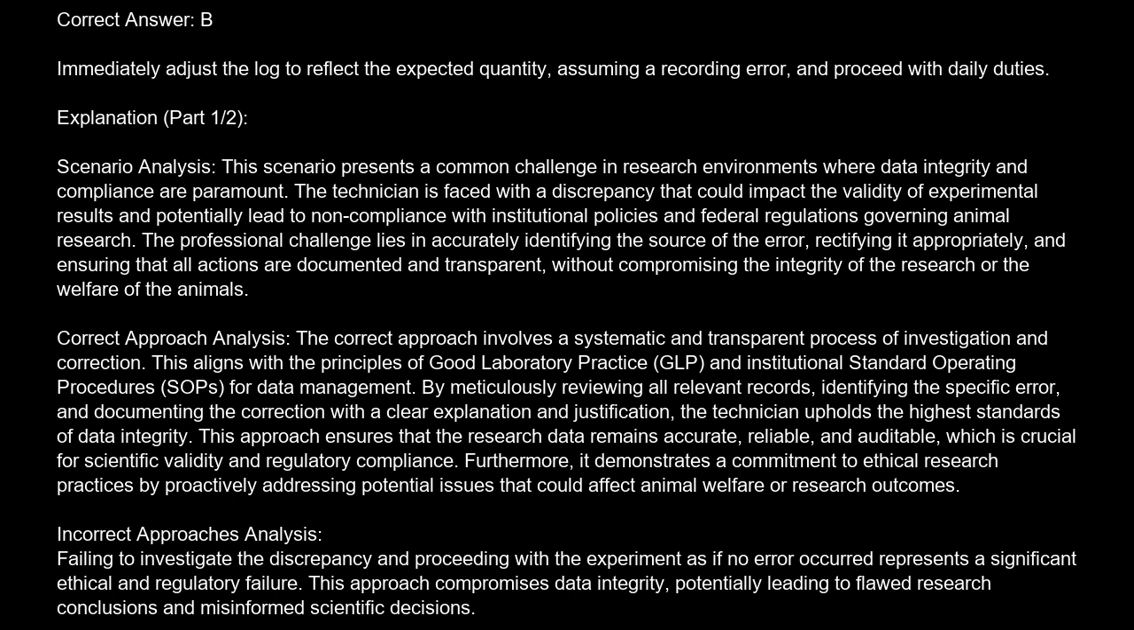The correct approach involves a systematic and transparent process of investigation and correction. This aligns with the principles of good laboratory practice, GLP, and institutional standard operating procedures, SOP, for data management. By meticulously reviewing all relevant records, identifying the specific error, and documenting the correction with a clear explanation and justification, the technician upholds the highest standards of data integrity.